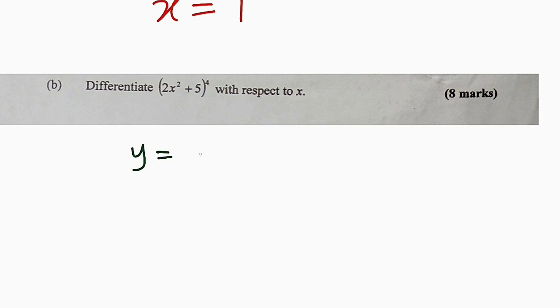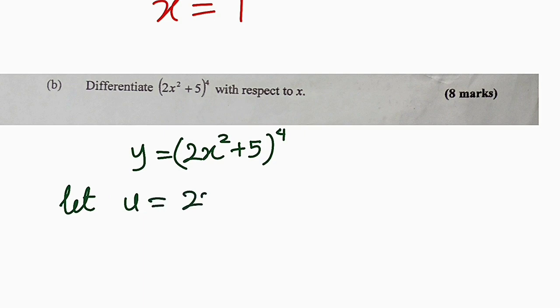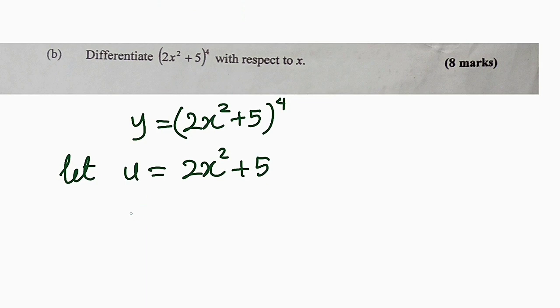So if y is equal to (2x squared plus 5) to the power of 4, let u be equal to 2x squared plus 5, so that y becomes just u to the power of 4. Why? Because we have let the whole of this be u, therefore y will be equal to u to the power of 4. So we are going to differentiate this and differentiate this.